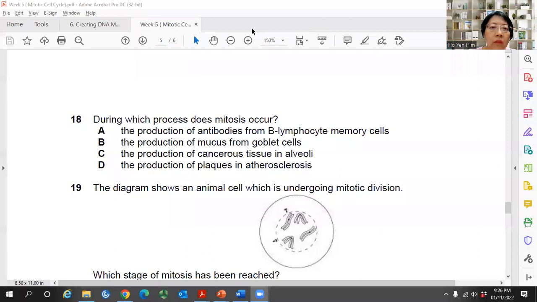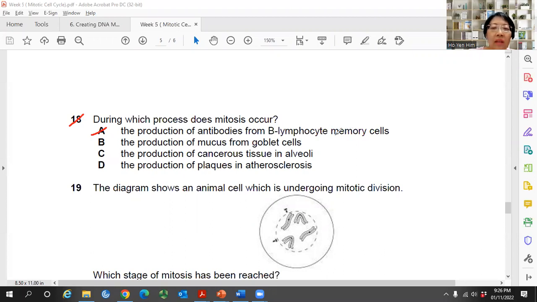So Vincent wants to clarify question 18 for MCQ for mitosis. So let's look at the question. During which process does mitosis occur? Very good question. A, the production of antibodies from B lymphocyte memory cells.